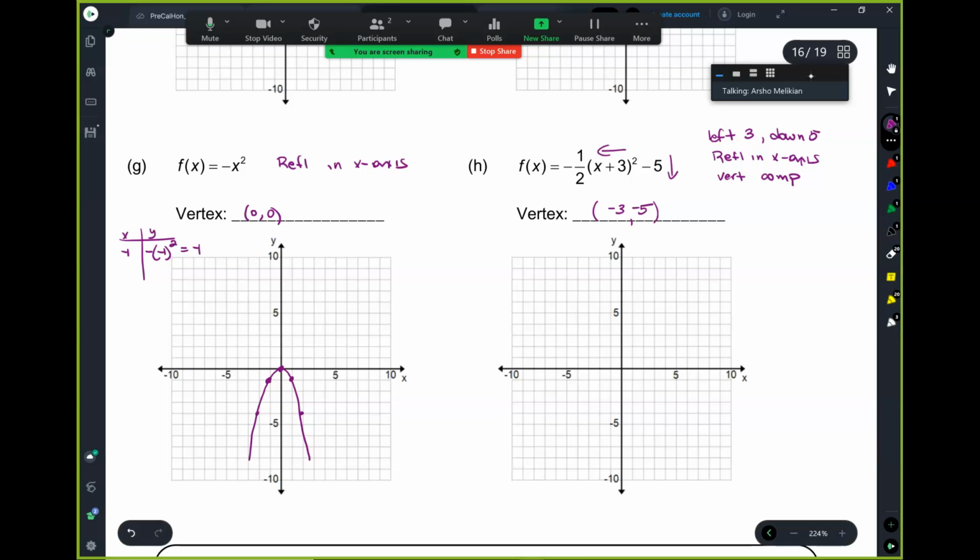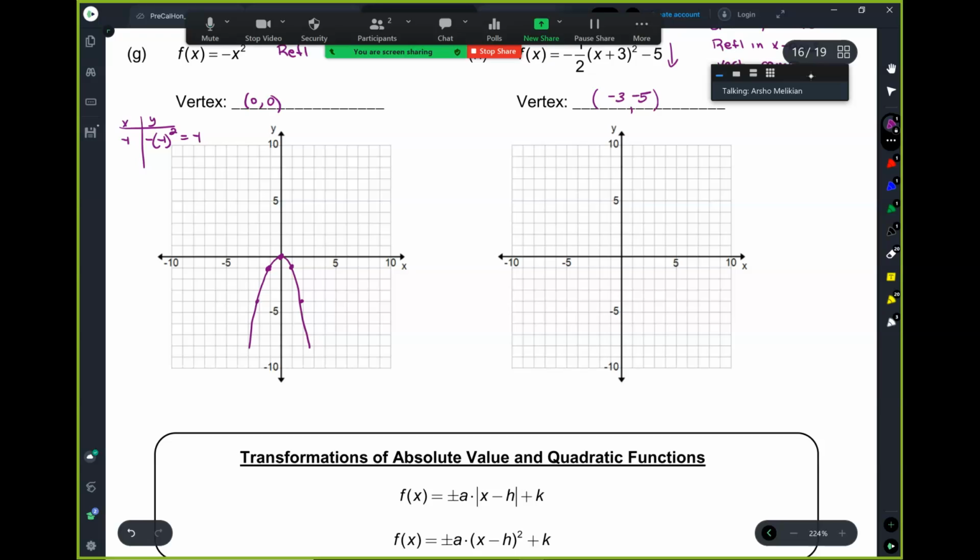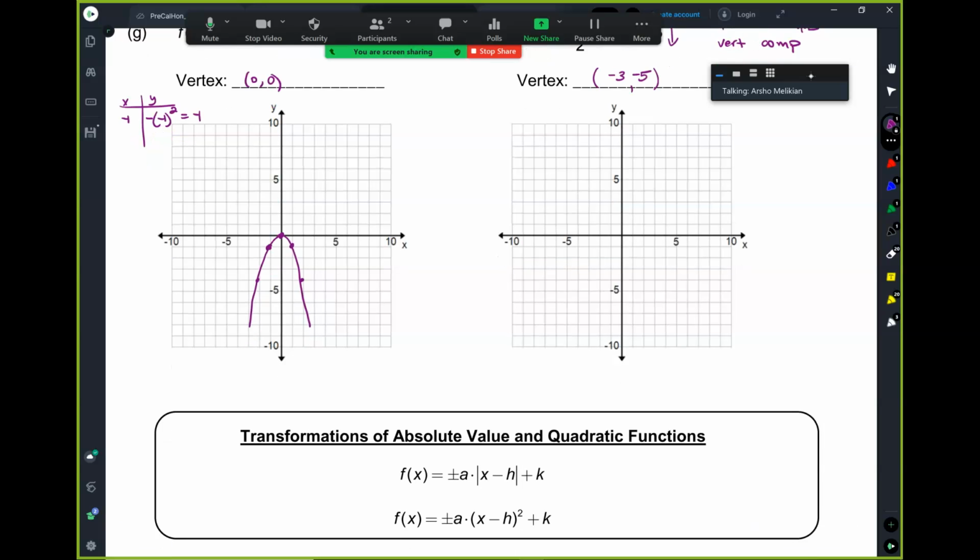and -5. Okay? Who else was an ambassador last night? I know Aaron was an ambassador. Who else? It was just you. You were doing a very good job ambassadoring. Yeah. Okay, so the vertex is at -3, -5. Okay.